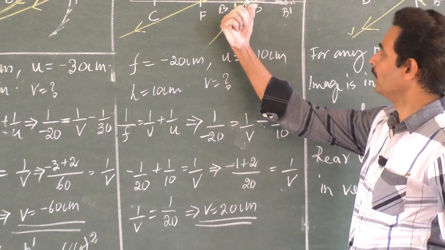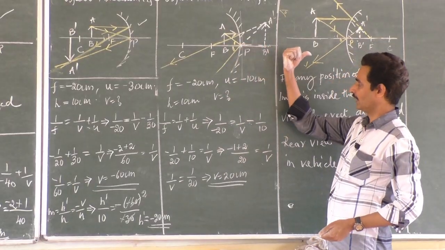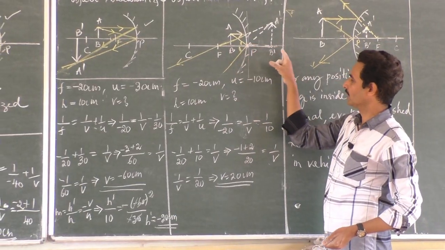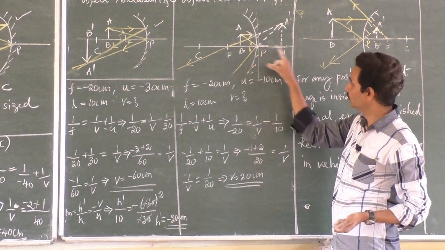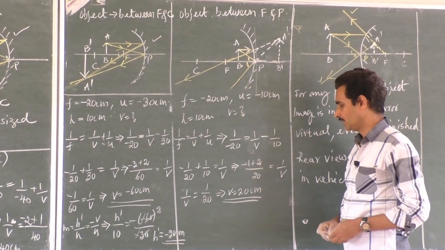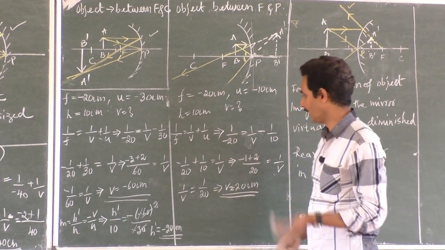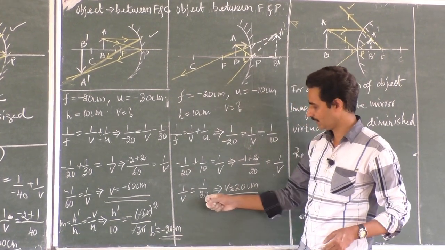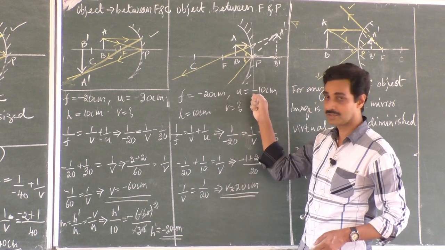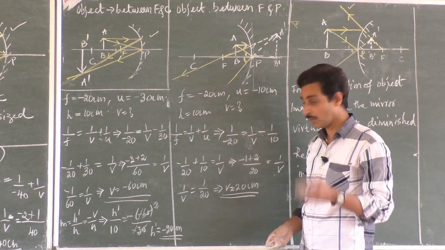That means you should, from the pole, move in the direction of incident light. Distances measured along the direction of incident light are taken positive. So you should move like this. That means inside the mirror, that is the image distance, V equal to 20 centimeters. What is magnification? It should be enlarged. Of course, we will come to know that it is enlarged. Image distance is 20, which is greater than the object distance. So magnification should be positive now.